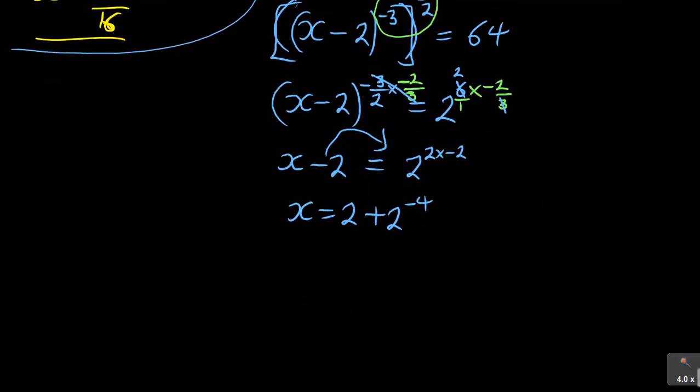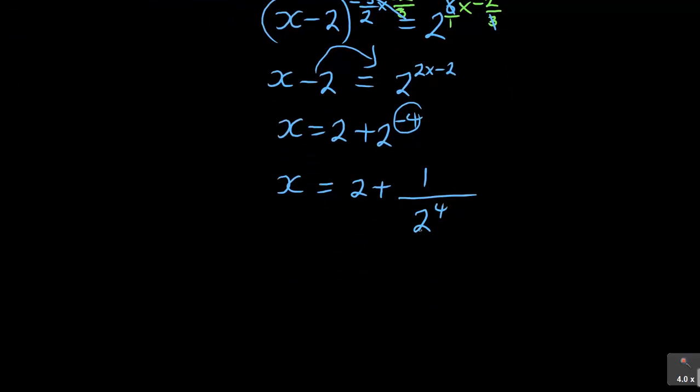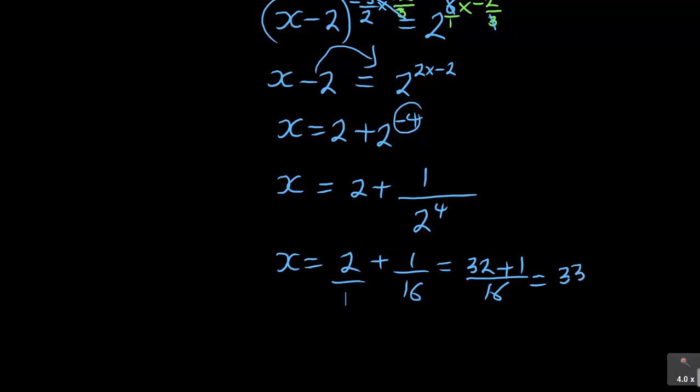Now what is 2 to the power negative 4? It will be x is equal to 2 plus, to get rid of that negative you say 1 over 2 to the power 4. Now remember, 2 to the power 4 is 2 times 2, which is 4, 4 times 2 is 8, 8 times 2 is 16. So it will be x equals 2 plus 1 over 16. This is over 1. Now the common denominator is 16. 1 into 16 is 16, times 2 is 32, plus 16 into 16 is 1, 1 times 1 is 1. Then 32 plus 1 is 33 over 16.